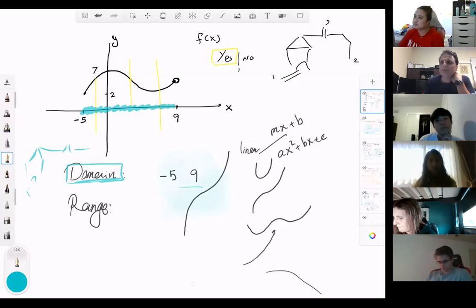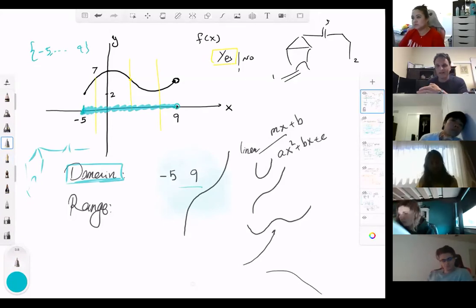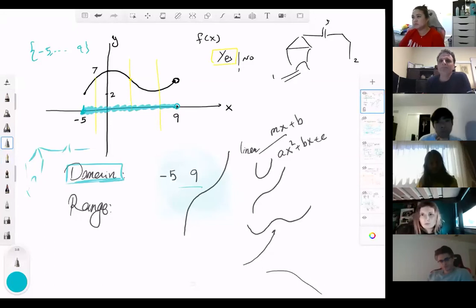And there's no way we can list them. There's no way we can say it's -5, -4.99, -4.98. There's no way we can put it in set notation, but we can visualize that this is the domain from -5 to 9. How do we write it? You can just say it. That's what Lindsay said. Good, that works. But how do we write it in an exam?